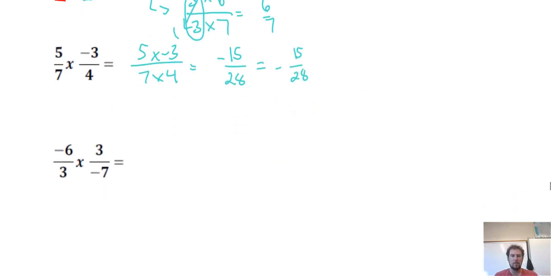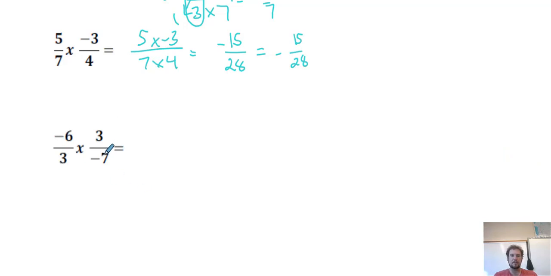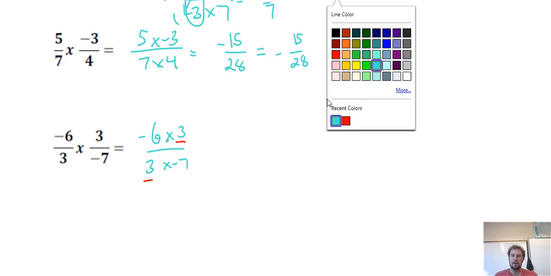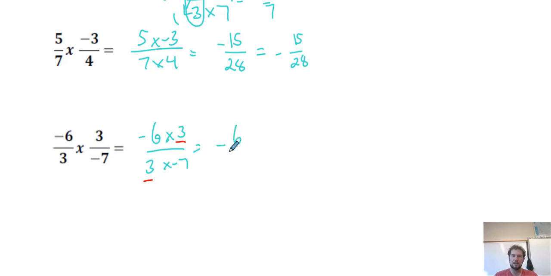Right? And then let's look at one more here, negative 6 over 3 times negative 3 over negative 7. Again, negative 6 times 3 over 3 times negative 7. And much like the first example, we see that we have a 3 in the top and a 3 in the bottom. So what we can do is 3 and 3 can simplify, or divide, and leave me with negative 6 over negative 7. Now, there's a problem with this, because what happens when we divide a negative by a negative? It's really similar to what happens when we multiply a negative by a negative. A negative divided by a negative is a positive 6 over 7.